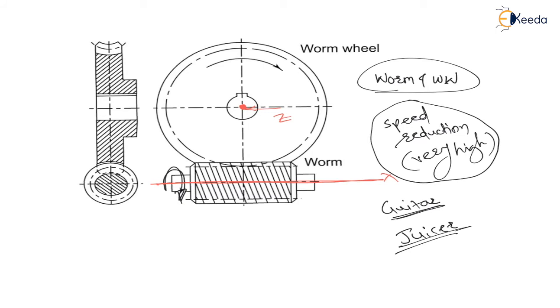Now among all the gear drives, the worm and worm wheel provides maximum speed reduction. This is very important, my dear students. And the worm wheel imposes high radial load on the shaft, right? This is also an important point. In the case of the worm and worm wheel, the plane of rotation is different. See, here the worm is rotating about the x axis and the wheel is rotating about the z axis, right? The plane of rotation is different.